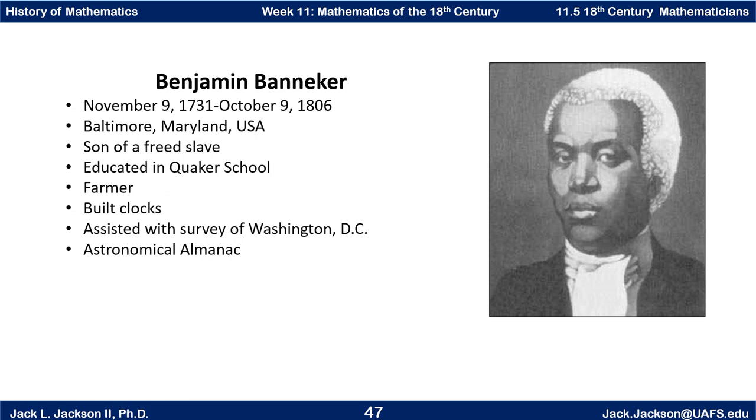And there weren't a lot of really prominent mathematicians in America at that time, being just coming up from the colonies to a new nation, working on mathematics research and so forth wasn't a high priority. But nevertheless, mathematics was an important skill for many things. Benjamin Banneker stands out because he was one of the best mathematicians of the time, and he also stands out because he was an African-American and a son of a freed slave. He was born and lived in Baltimore, Maryland, and he was educated in a Quaker school.